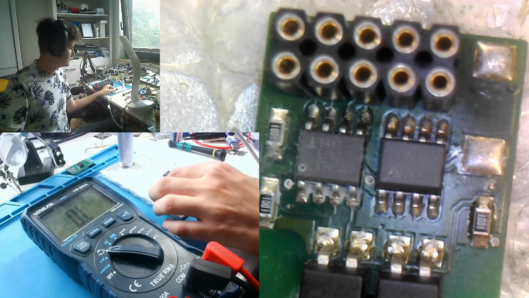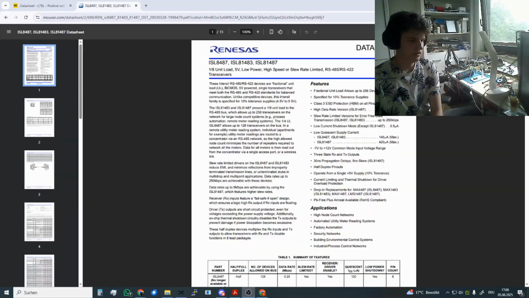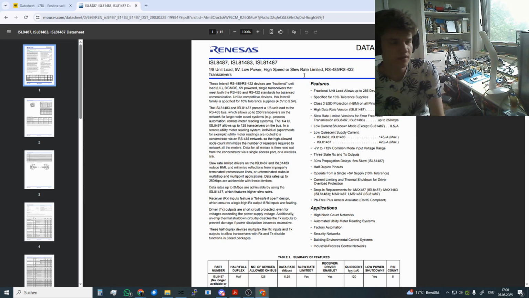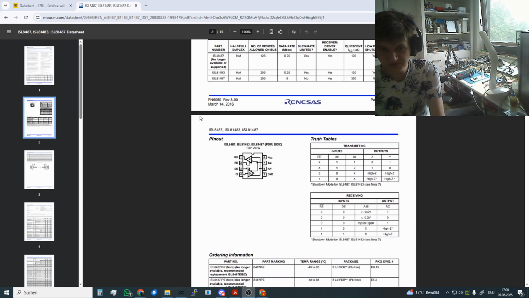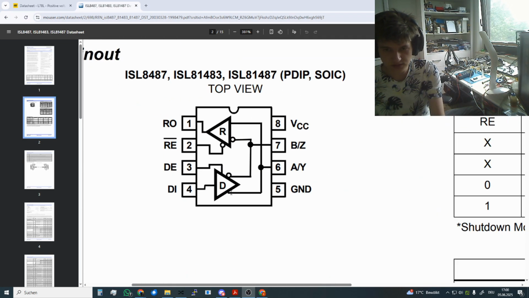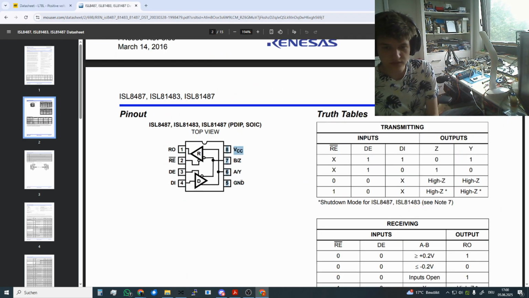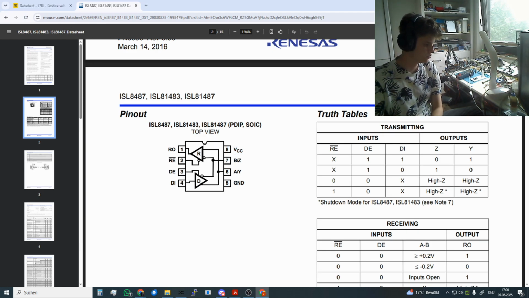So let's look at the next IC, what we have here. And I have actually found the chip. It's an ISL8487, which is this RS485 chip the guy who brought me this was talking about. So let's check the pinout. We know VCC and ground, so let's switch back. And if we have a short on VCC, that IC might have actually failed.